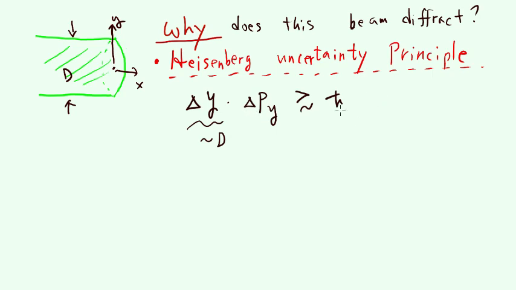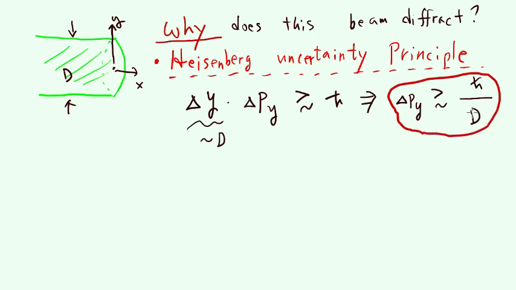What that means is that we learn something very important. Delta py is this. So that's the lesson from the Heisenberg uncertainty principle. Let's stop and think about it. If you didn't know the Heisenberg uncertainty principle, then you might think that this is just a cylindrical beam. It looks like all the light is going to the right, and that is true on average, right? That is true on average.